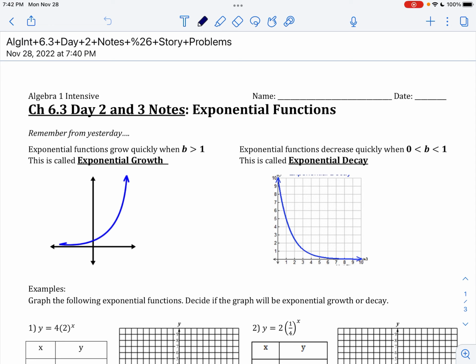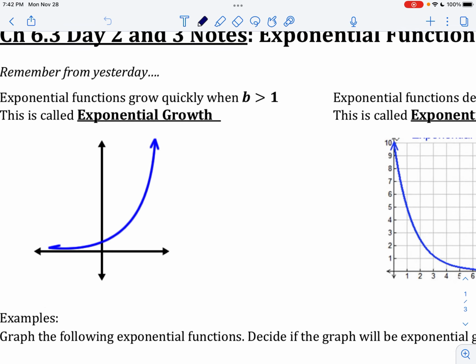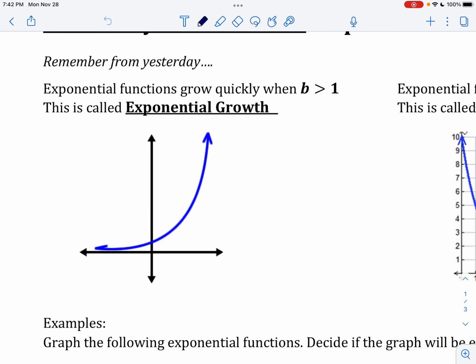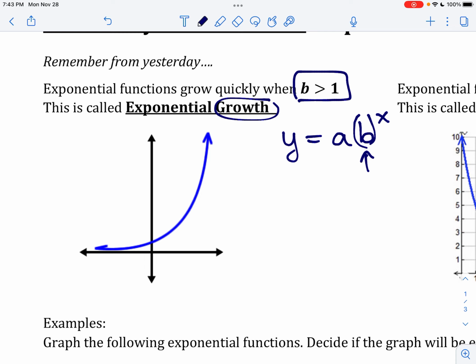All right, so let's go through these notes. So remember from yesterday, we have exponential growth, where growth is when b is greater than 1. Remember the formula is y equals a times b to the x power. The b, which is usually what's in parentheses, is what determines your growth or decay. So if it's greater than 1, it's going to be a growth. Remember, like y equals 3 times 2 to the x, that 2 is greater than 1, so it tells you that it's growth.